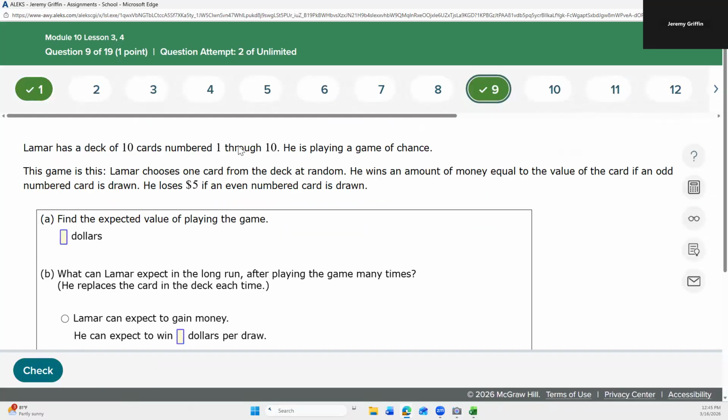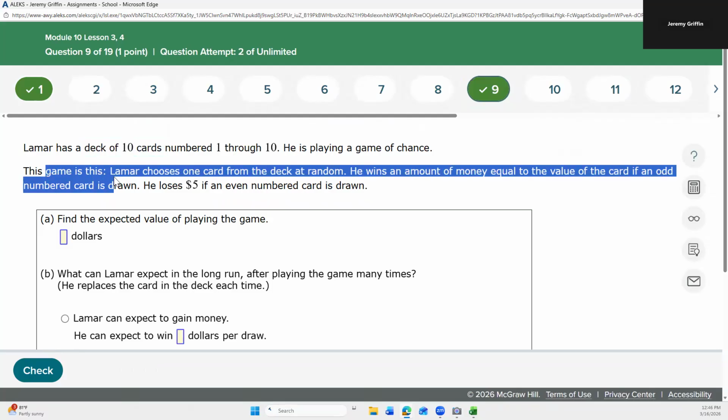Let's do number 9. Again, there's different scenarios for these. Here we got a deck of 10 cards. Some of the guys had one where there was a wheel they were rotating like a pinwheel or something. Right, so 1 through 10. He's playing a game of chance.